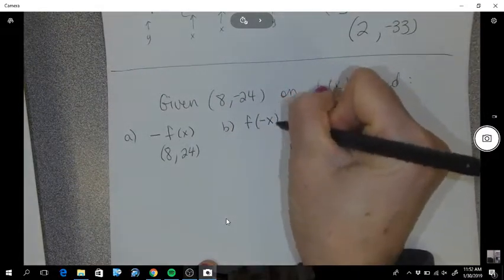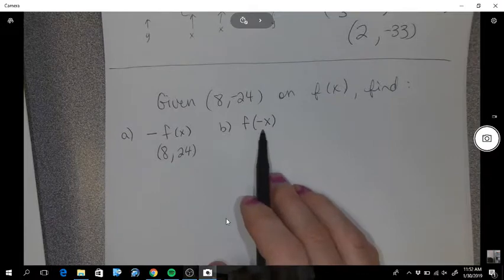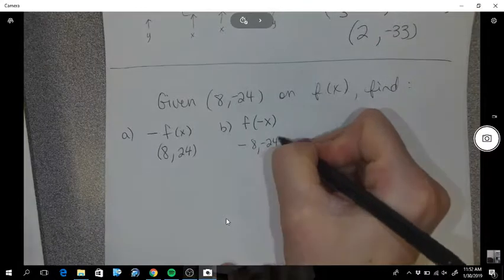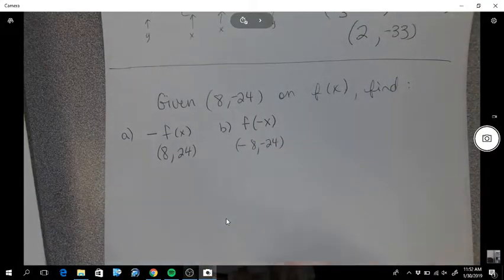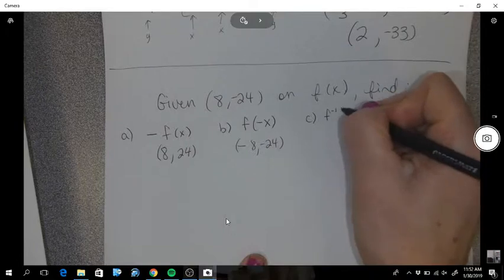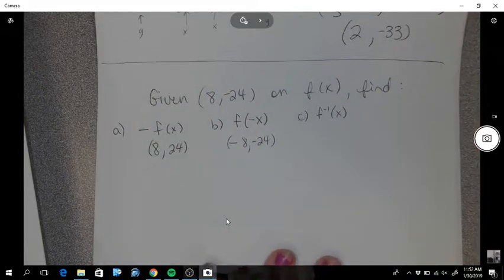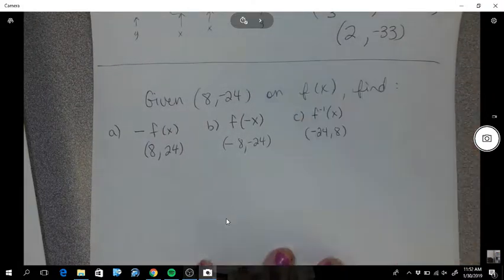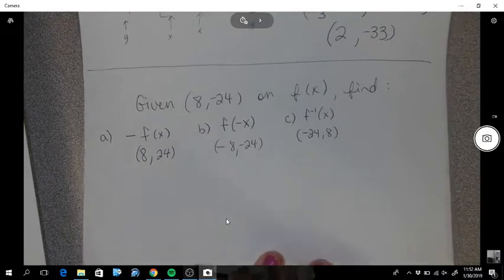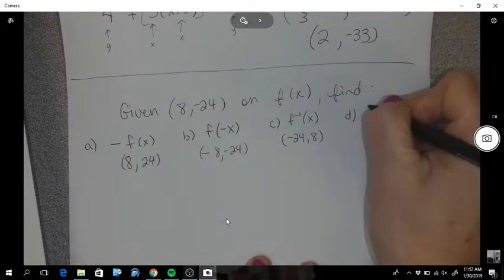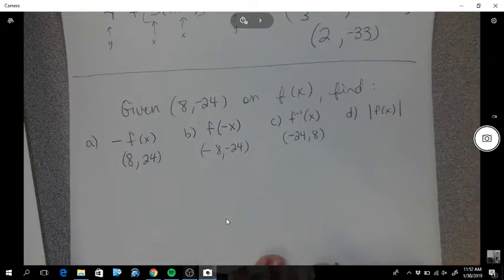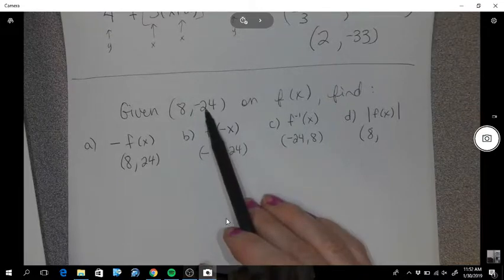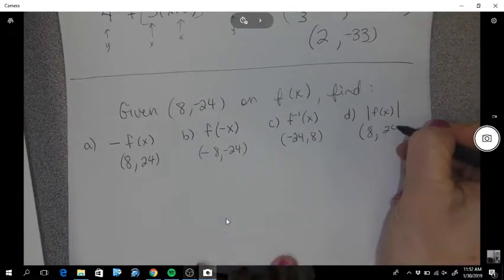If we have f(-x), then we're negating the x value, or reflecting it over the y-axis. So that will have the point (-8, -24). What about the inverse function? It would contain the point, and this is the one where we flip-flop the x and the y. And then if we do the absolute value of f(x), the new point will be (8, and now the absolute value of -24 changes to a positive 24).